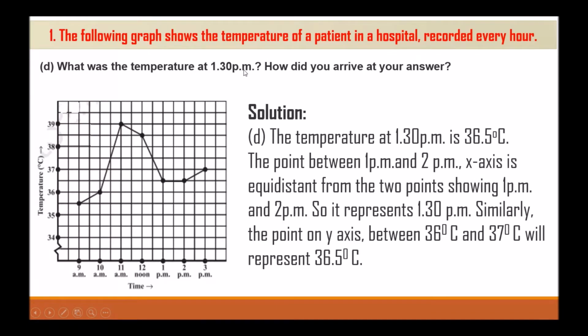What was the temperature at 1:30 p.m.? How did you arrive at your answer? So it is 1 p.m. and 2 p.m. The point is here, that is 1:30 p.m. It is 36.5 degrees Celsius only. The temperature at 1:30 p.m. is 36.5 degrees Celsius. The point between 1 p.m. and 2 p.m. on the x-axis is equidistant from the 2 points showing 1 p.m. and 2 p.m. So it represents 1:30 p.m. Similarly, the point on the y-axis between 36 degrees and 37 degrees will represent 36.5 degrees Celsius.